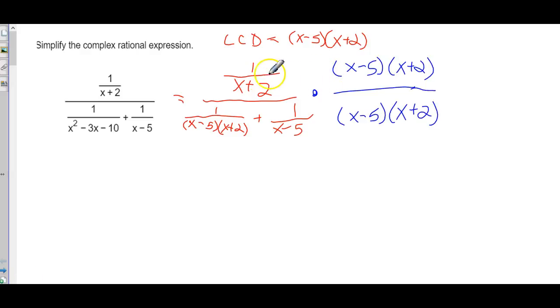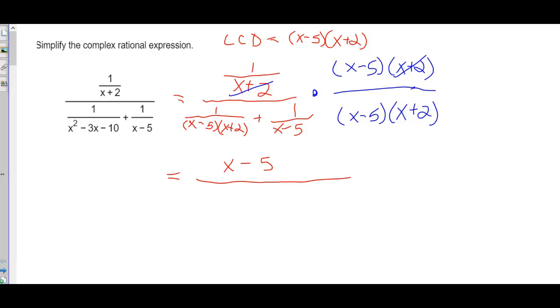Alright, now on the top, there's only one factor up here on the top, so we can go ahead and multiply that. And you see, x plus 2 and x plus 2 will cancel, and we're left with just x minus 5 times 1. So the new numerator is going to be x minus 5 times 1 is just x minus 5. Alright, the denominator is a little bit more tricky.